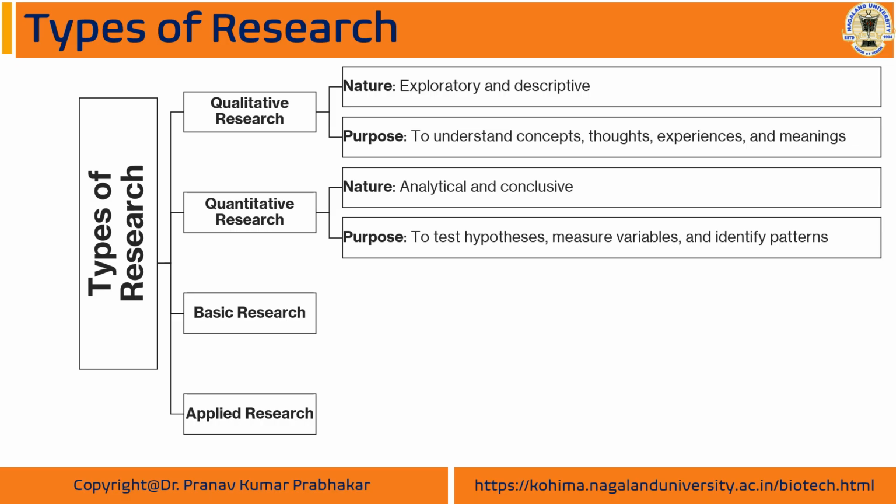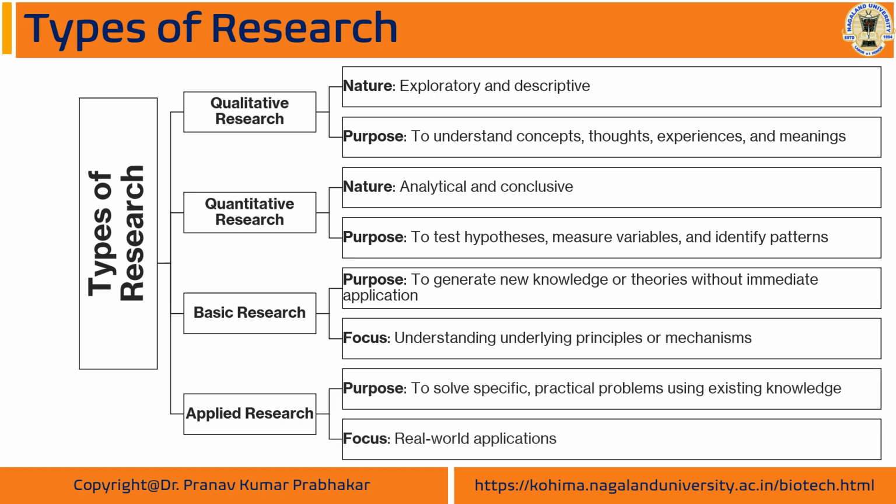where our aim is to expand our knowledge without immediate applications. So normally, if you are going to study the structure of certain things, that is basic research. Whereas applied research normally focuses on the application, real world problems. So the advanced version of basic research is applied research. So this is on the basis of purpose. So we have seen only these four types.